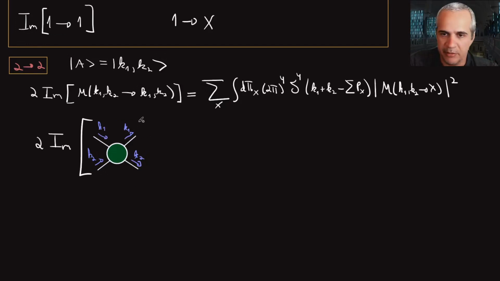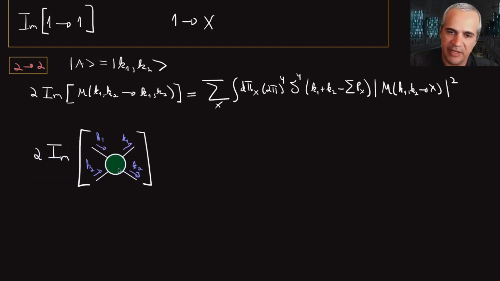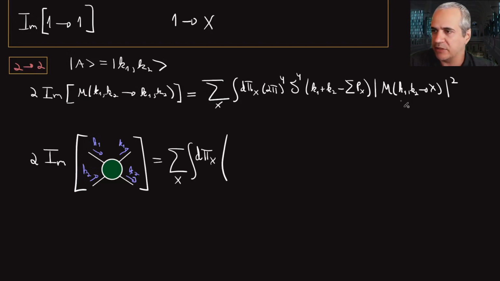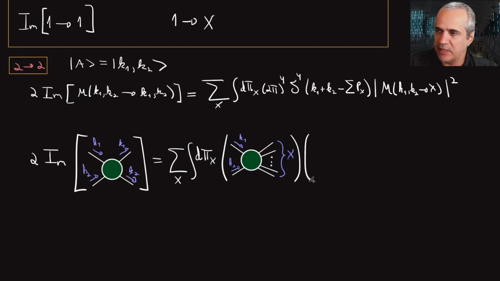Anything can happen in the middle, and this is being expressed in terms of the sum over X, the integral over the phase space, of this product of two M's here. One is K1, K2 to X, without the complex conjugate, which is this diagram. And the complex conjugate of this, which is in here, is actually the other direction, this diagram.